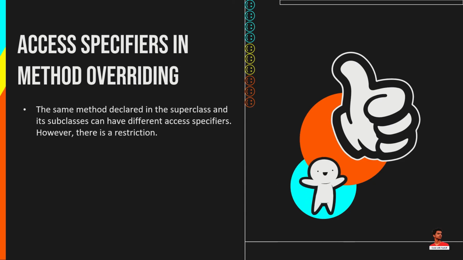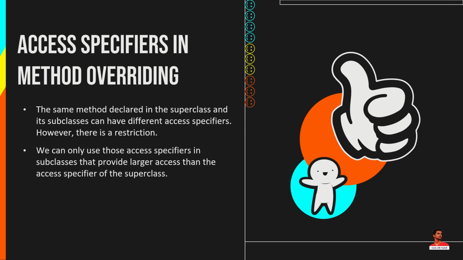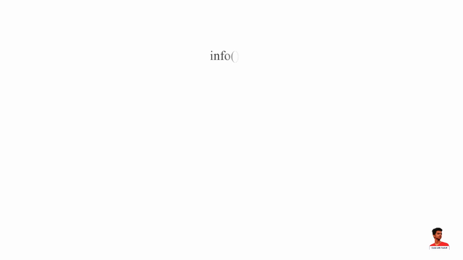The same method declared in the superclass and its subclasses can have different access specifiers. However, there is a restriction. We can only use those access specifiers in subclasses that provide larger access than the access specifier of the superclass. For example, suppose a method info in the superclass is declared protected. Then the same method info in the subclass can be either public or protected, but not private.